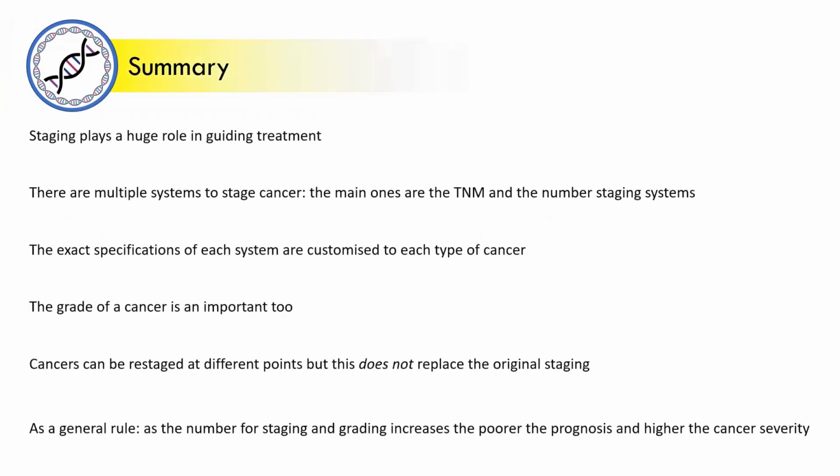To summarize, staging is very important and plays a huge role in guiding treatment. There are multiple systems to stage cancer, with TNM and the number staging systems being the main ones. The exact specifications of each system is customized to each type of cancer. The grade of a cancer is important too. Cancers can be restaged at different points, but this does not replace the original staging. A general rule is that the number for staging and grading increases the poorer the prognosis and higher the severity of the cancer is.